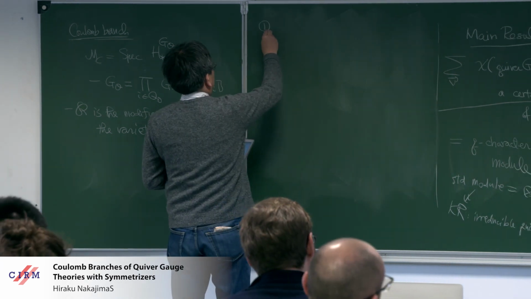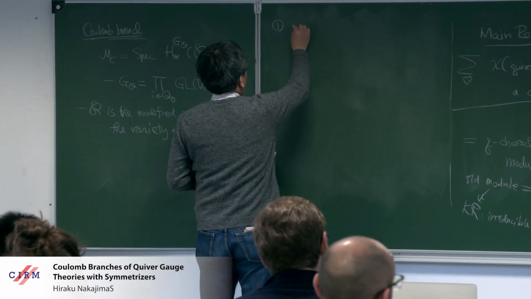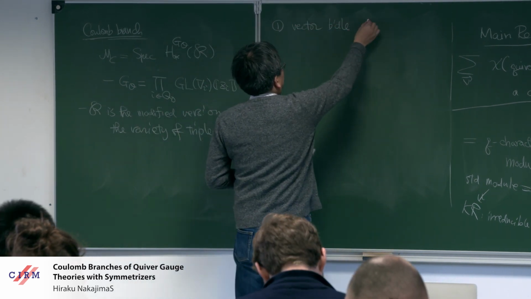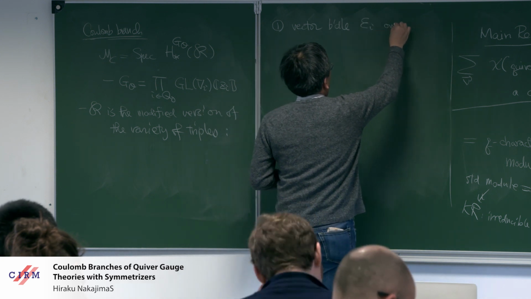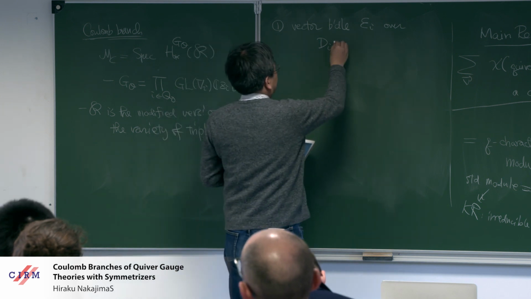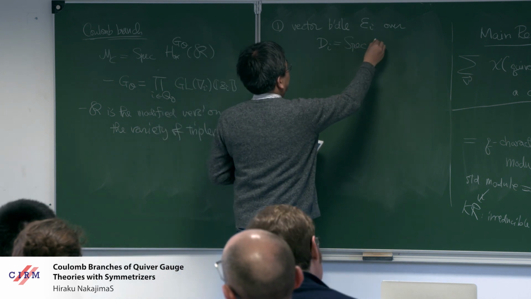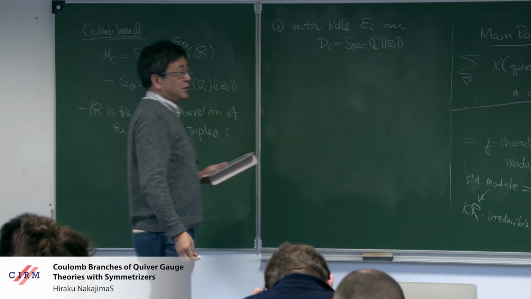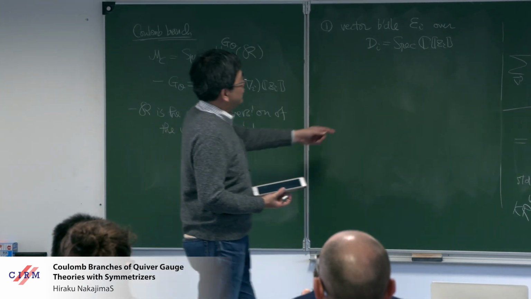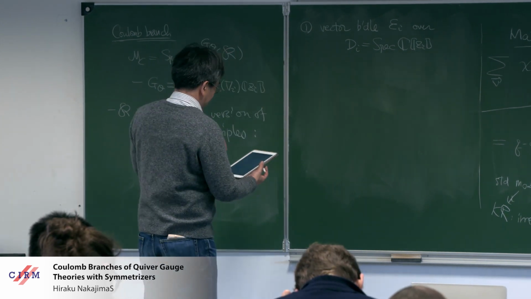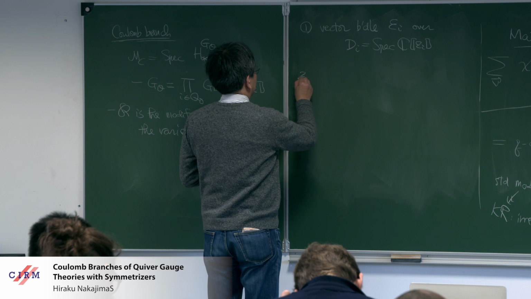So the first ingredient is a vector bundle E_i over the formal disk D_i, so this is Spec C[[z_i]]. The difference from the usual case is that we take the same formal disk, but it could be different for each vertex. That is the only difference.